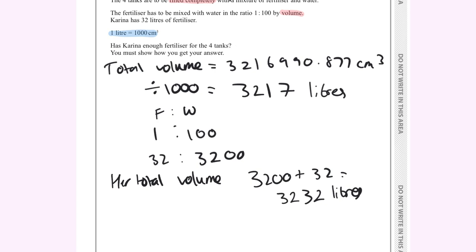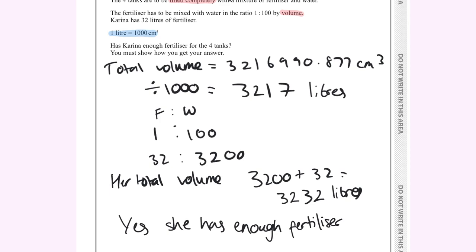Alright. This is how much she has. This is how much she needs. So yeah, she's all good. So yes, she has enough. Alright, so yeah, all good.